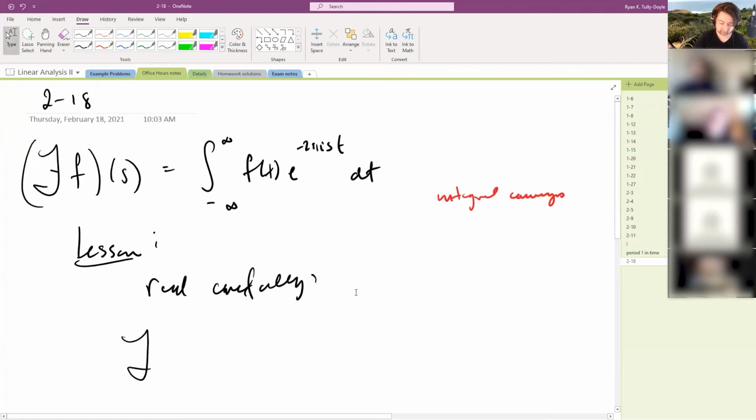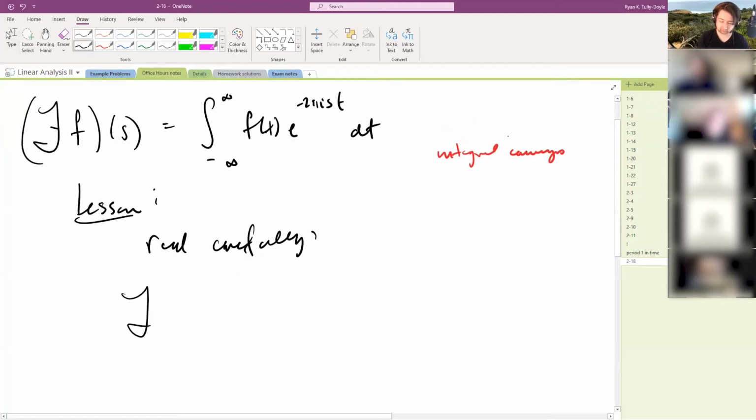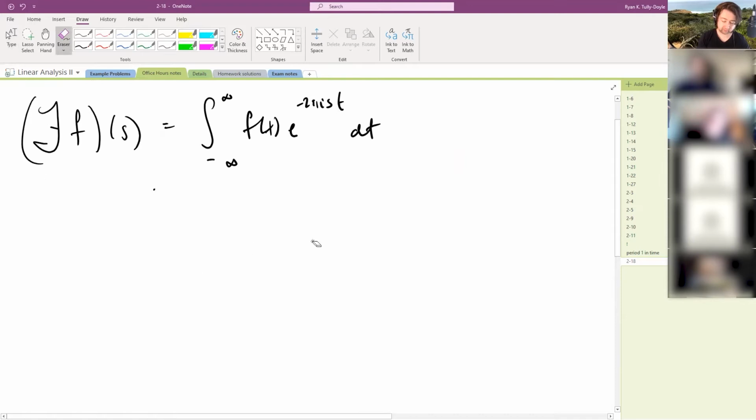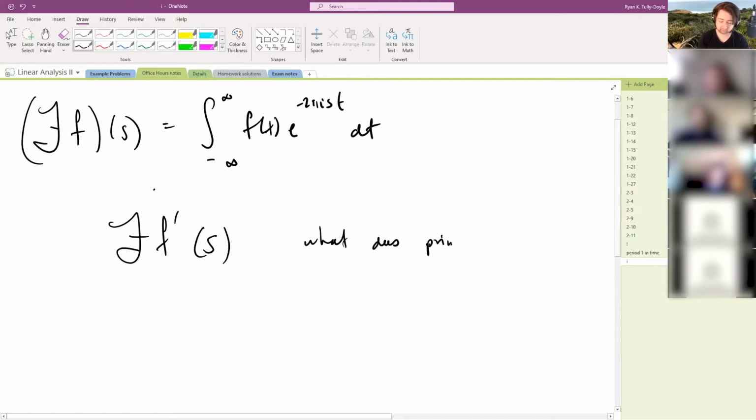Yeah, so this is just the definition of the Laplace transform. Okay. So now I'm going to write this down exactly the way it was written in the paper, right? And it says the Laplace transform of f prime of s. Where is the prime? What does the prime apply to?